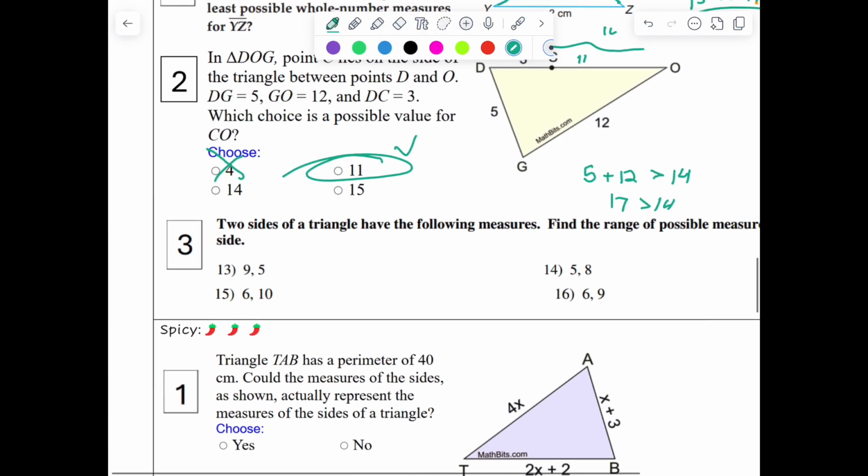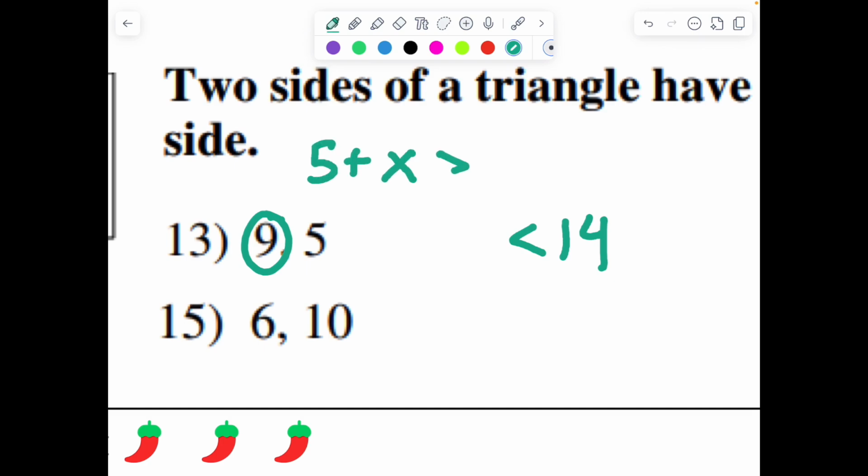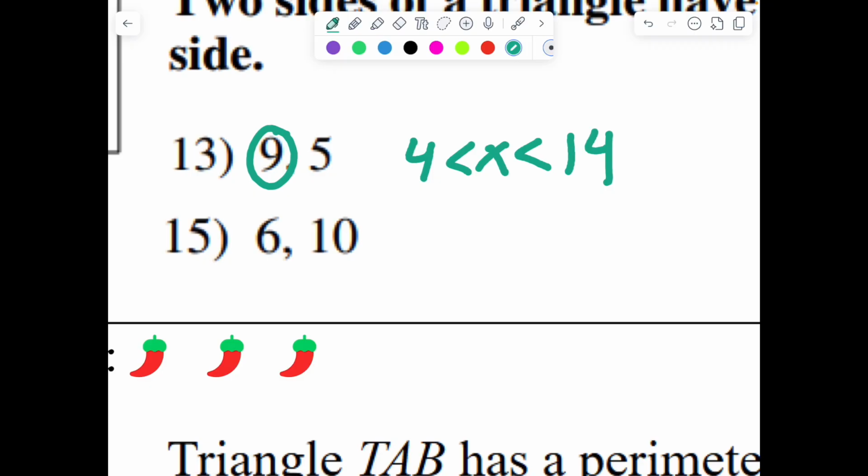Okay, which two sides of the triangle have the following measures? We're going to find the range. So if these were the two smallest, 9 plus 5, the third side has to be smaller than 9 plus 5, that is 14. Okay, so smaller than 14. But if 9 was the biggest side, 5 plus our missing side would have to be greater than 9. Subtract 5 from both sides, so x would have to be greater than 4. So if we're writing that, x has to be greater than 4 and less than 14.